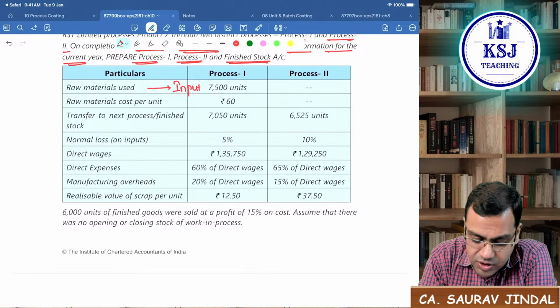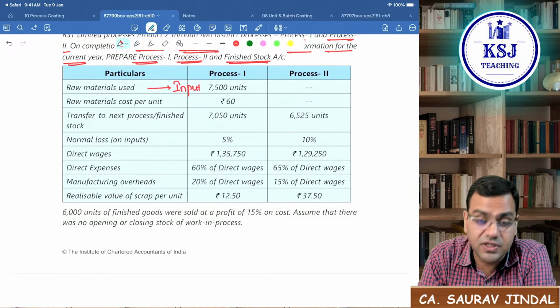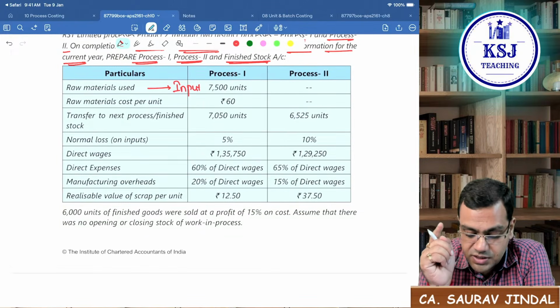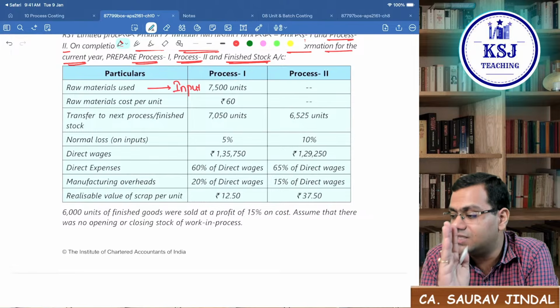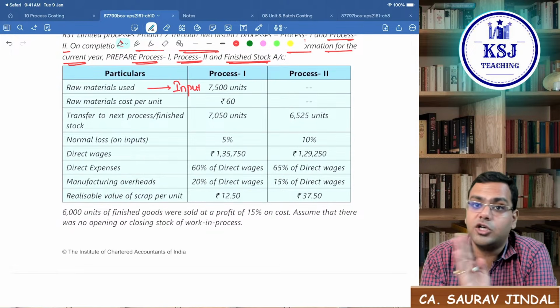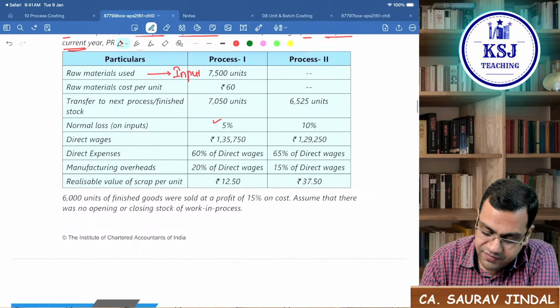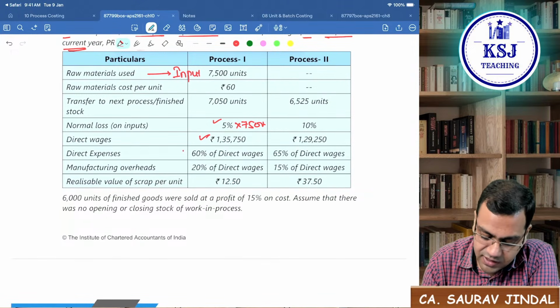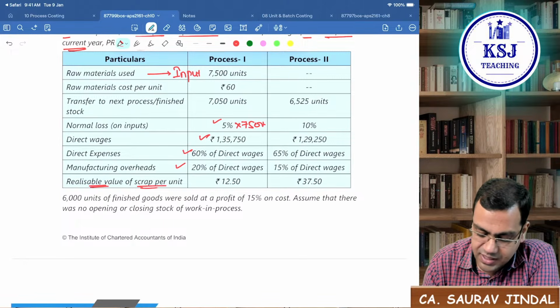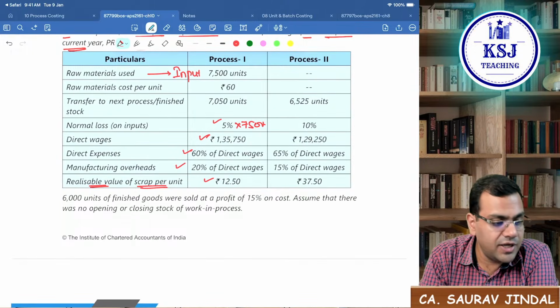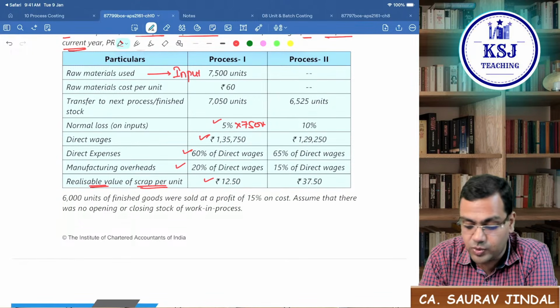Transfer to the next process of the finished stock is 7050 units. You have input 7500, but transfer to the next process is only 7050 units. That means for sure there will be a certain loss. Then normal loss on the input is given as 5%, so 5% of 7500. Direct wages given, direct expenses given, manufacturing overheads given. Realizable value of the scrap per unit is 12.5.